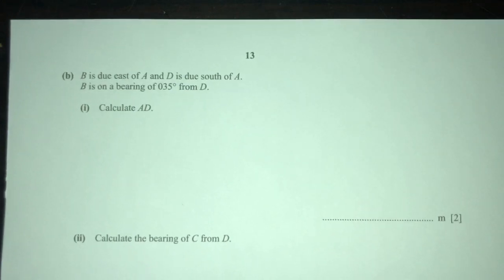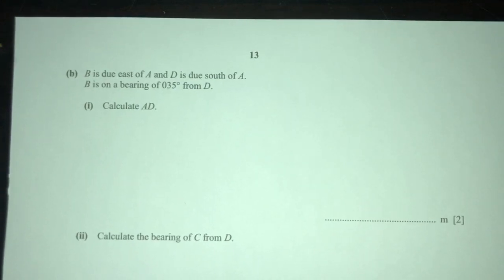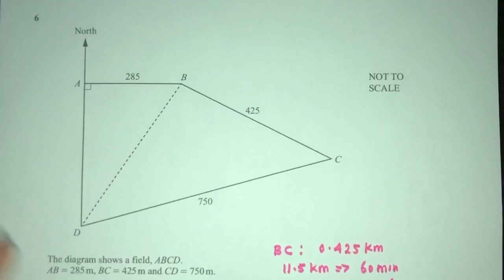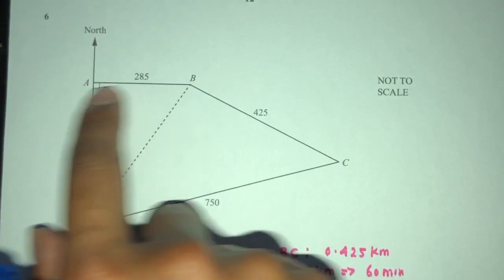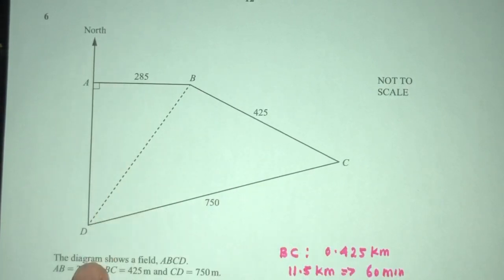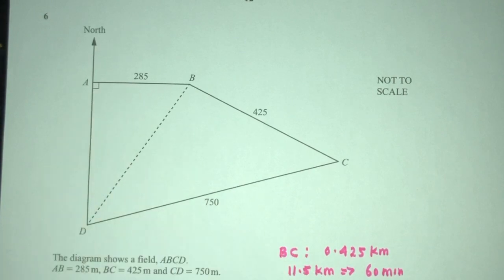Now for part B, we have B is due east of A and D is due south of A. B is on a bearing of 35 from D. So let's see. So here we have the diagram. We can say B is due east of A, right? And D is due south of A, so this is 90, makes sense.